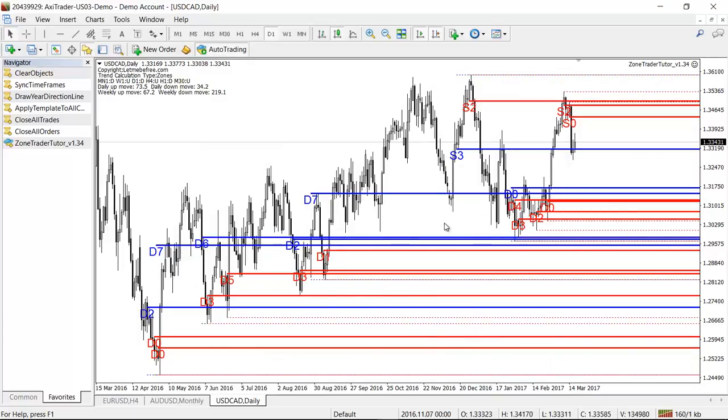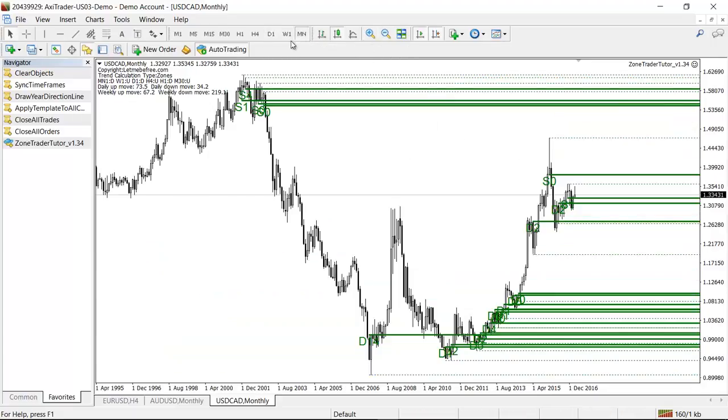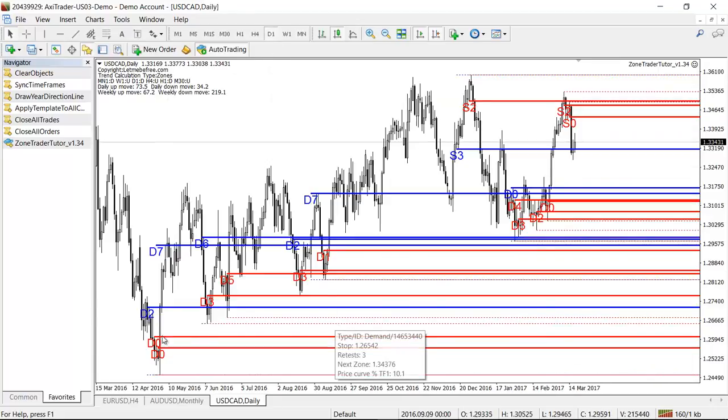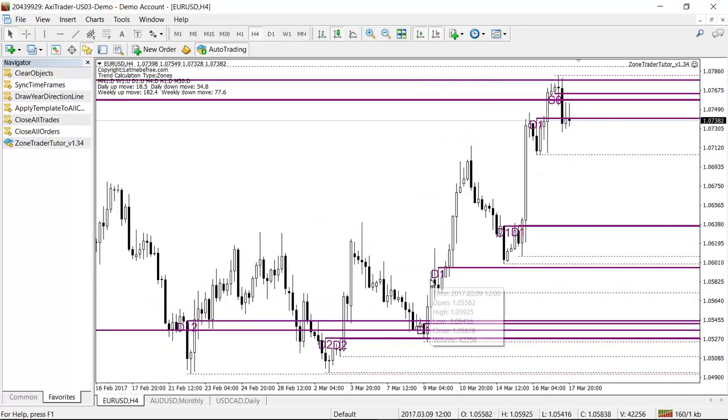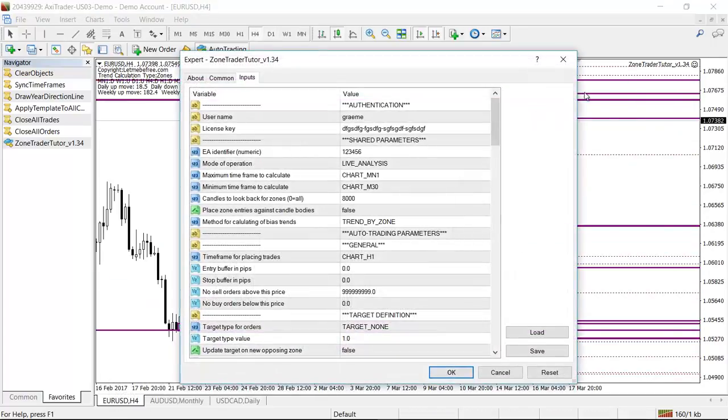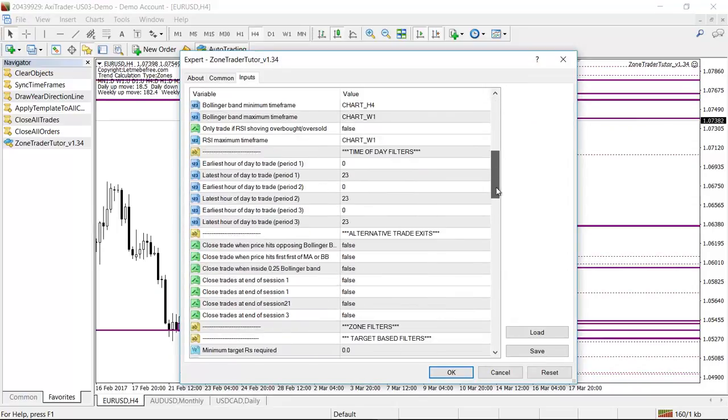There are a lot of zones here, so most of them actually appear anyway. It's all pretty messy at the moment, and it's not easy to trade. Maybe I can do it better on a different symbol. We'll choose the euro here.